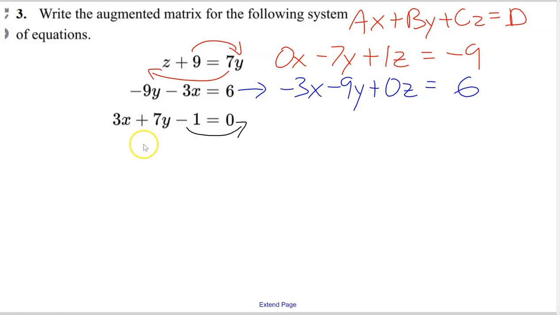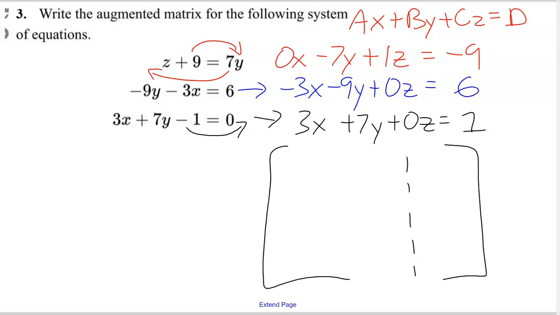Alright, now on this one, it's almost there. I've just got to move that 1 to the other side here. And that's going to add with this 0 and be plus 1. So I got 3x, 7y. I added the z term, put the 0 in there to make it easier to see. And then I got a positive 1 here.